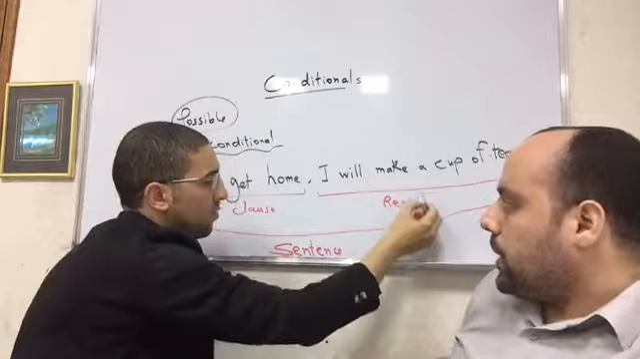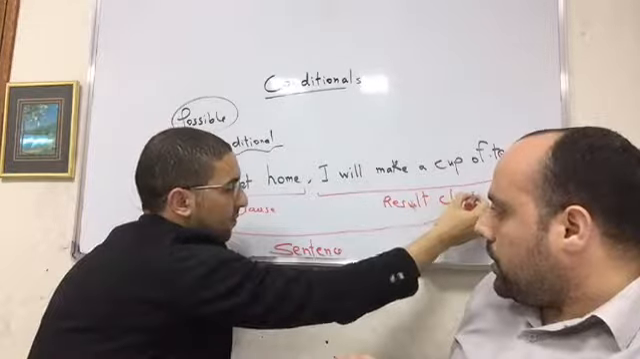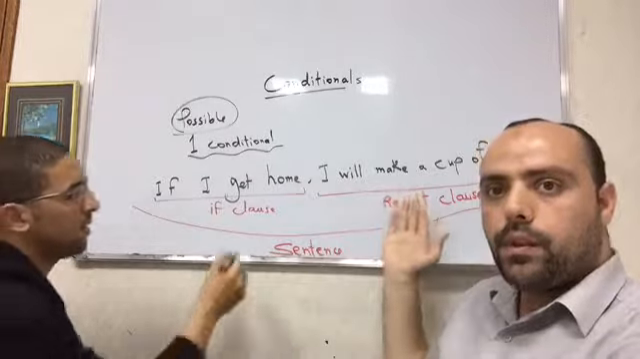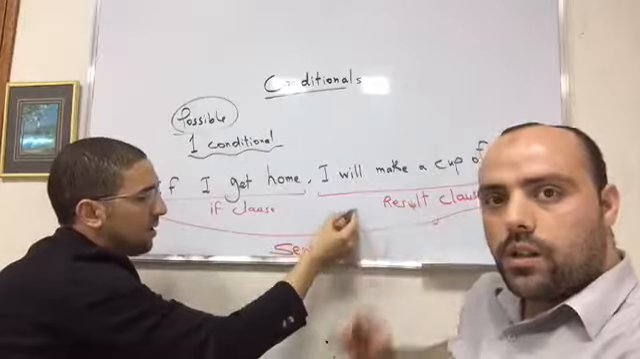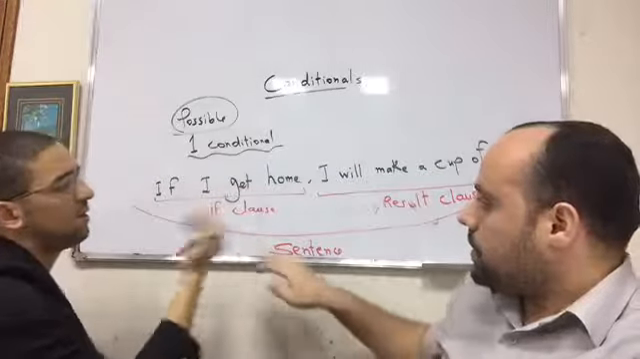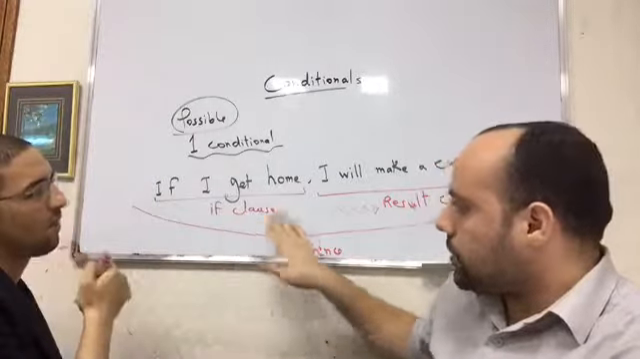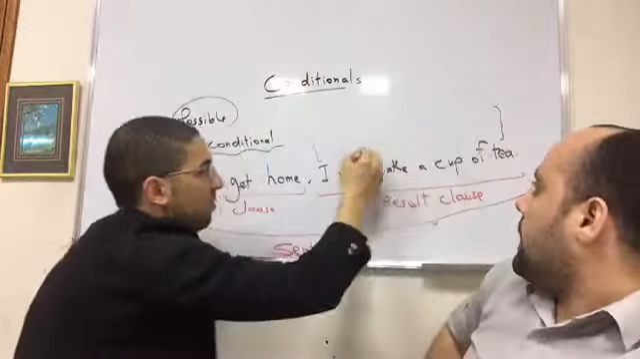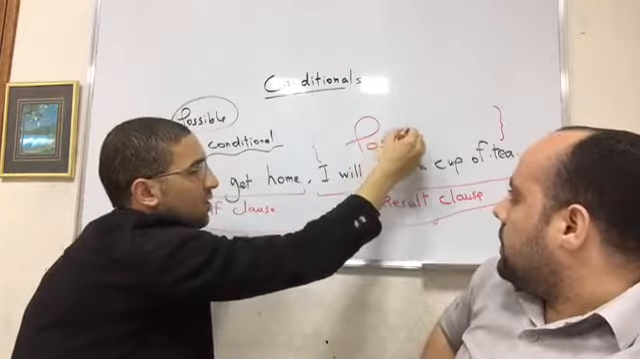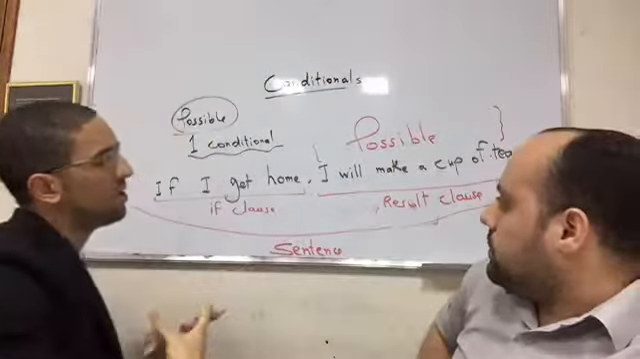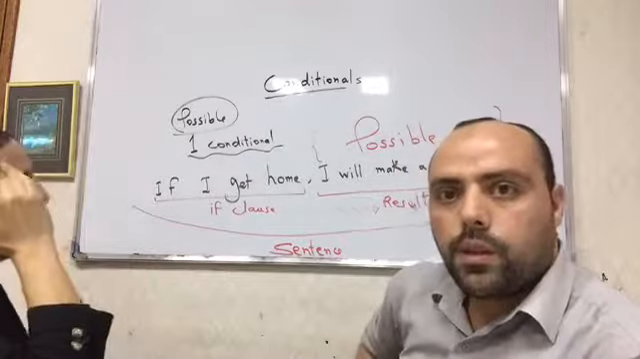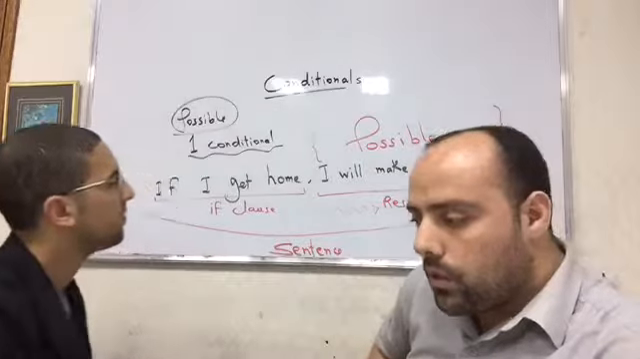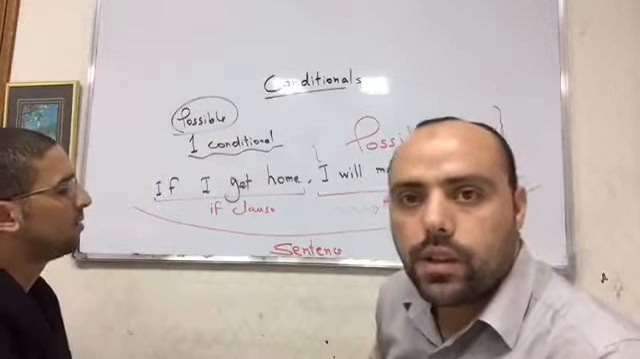As I told you from the beginning of the video, if something happens, another thing will happen. So this leads to this as a result. So maybe this is a cause and that is a result. And this is possible. It's possible, it is not sure. It is not true. It is not a fact. So if I get home, I'll make a cup of coffee. Maybe if you went home, you wouldn't be able to make a coffee. So it is not a fact.